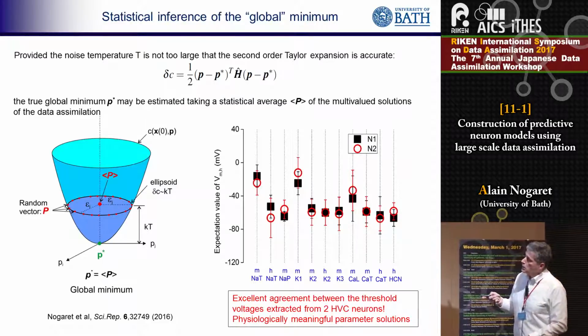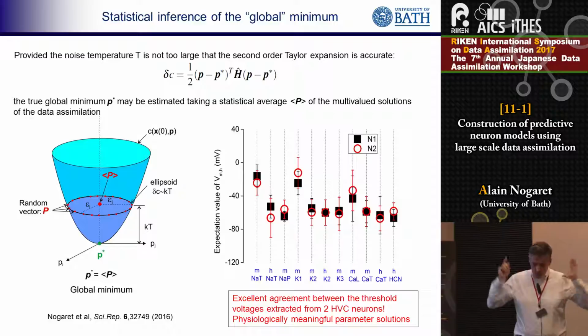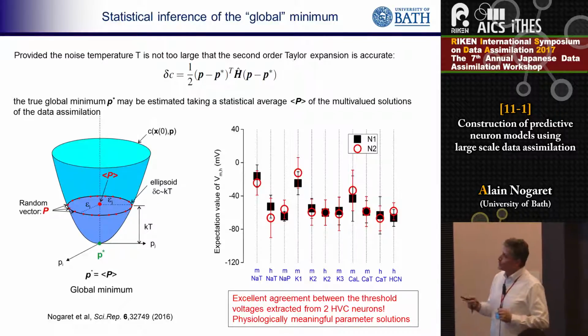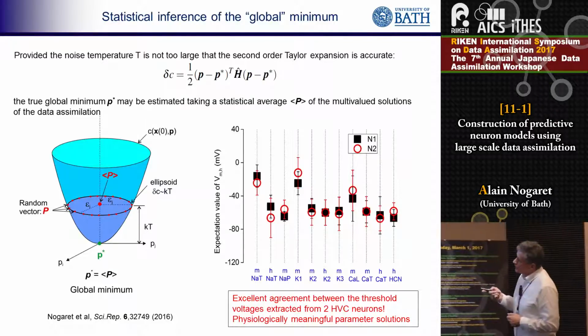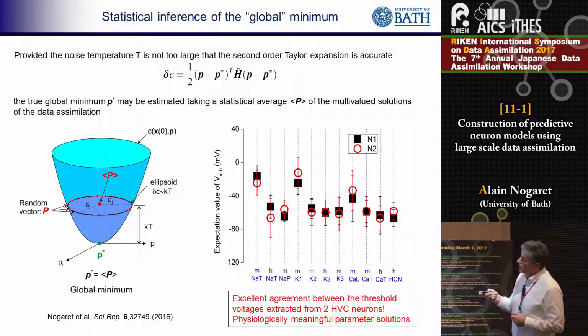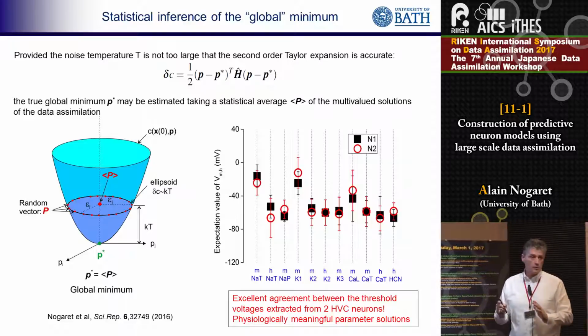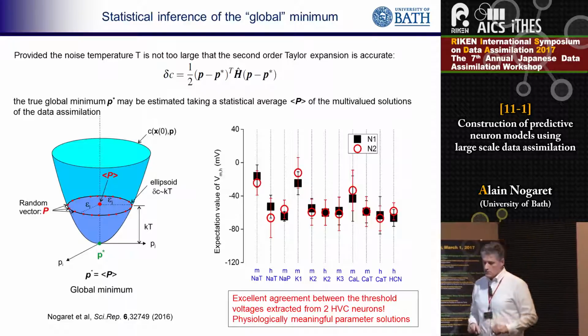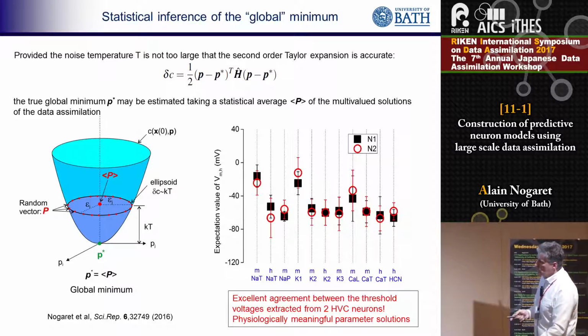And what we do is take the maximum likelihood estimate to approach the global minimum. And then if you do that, you find something which is very nice. You can see that the parameters, in this specific case the expectation value of the threshold for two different neurons of the high vocal center, just line up with each other. So basically, that's the first indication that you're probably close to the global minimum.